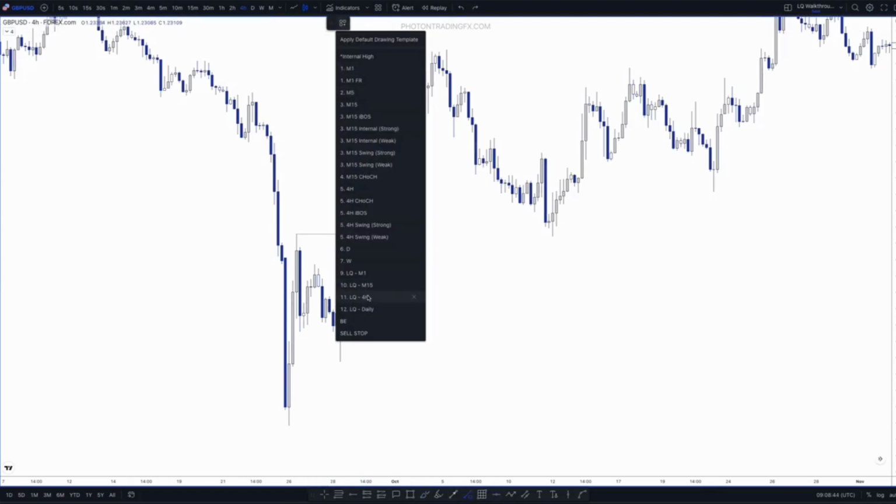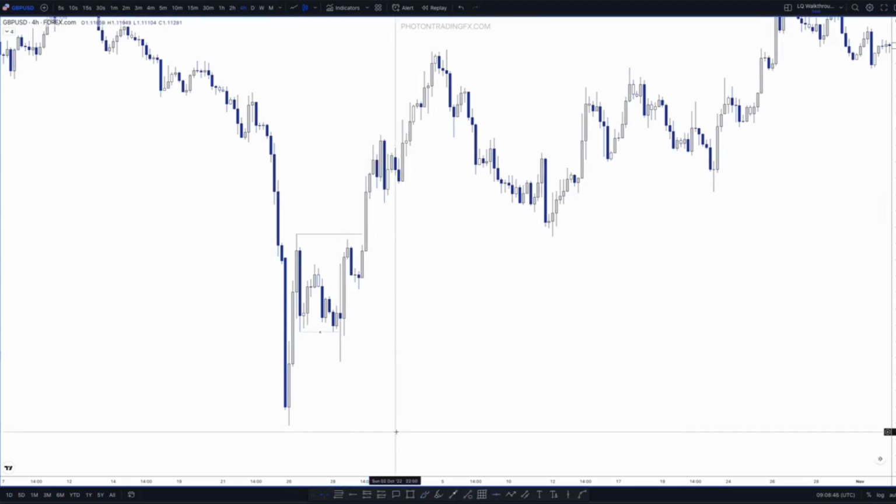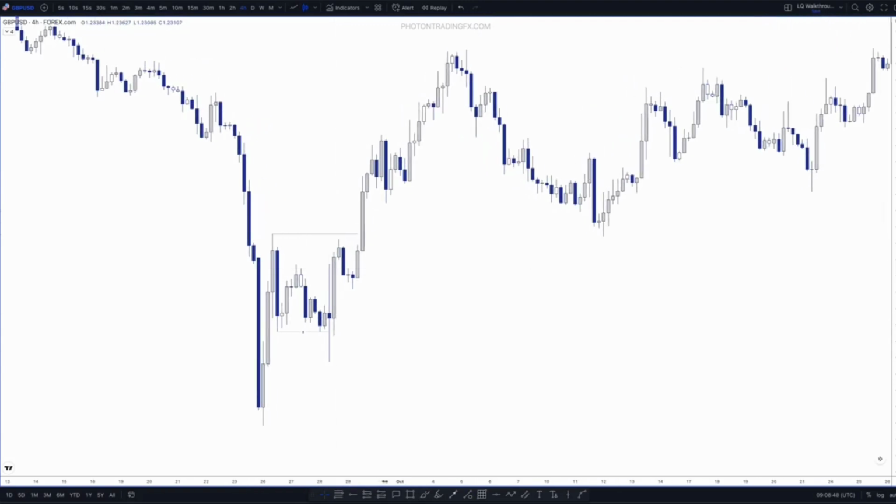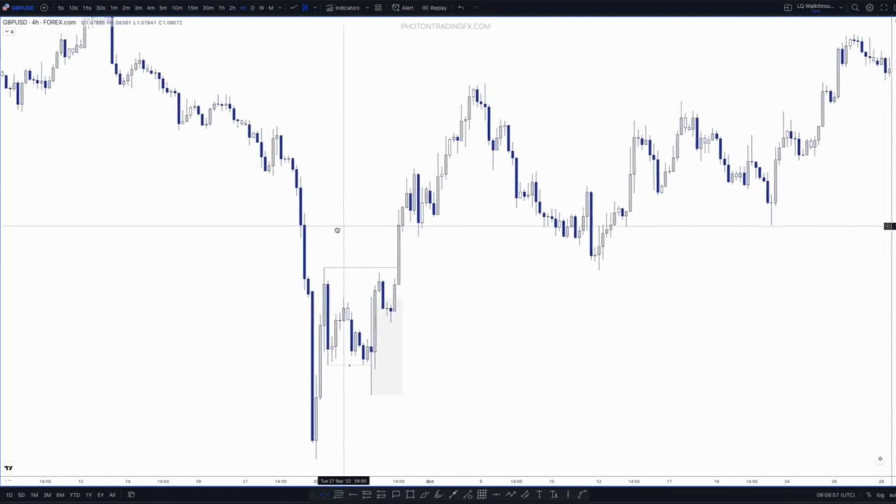So let's just draw these on. Okay, and then it's quite a big candle, so it's a bit of a messy zone, but essentially you get that large sell to buy candle with the next candle closing above it, right? Price taps into that, and then that leads to the move that then breaks structure.